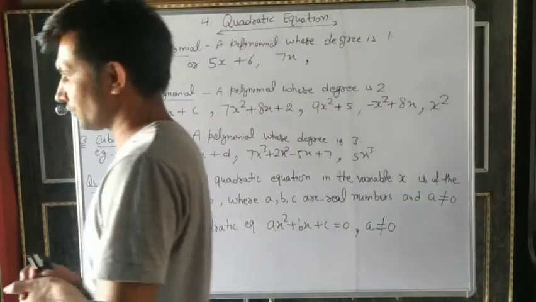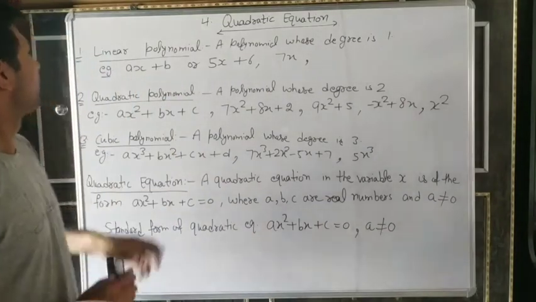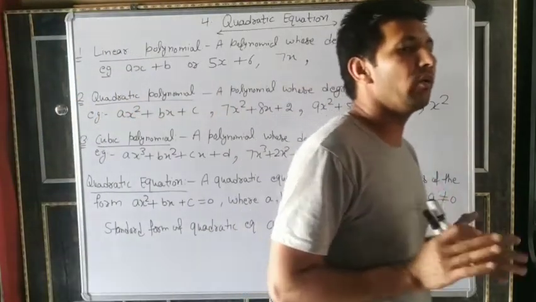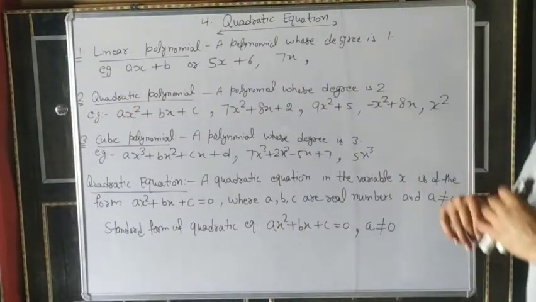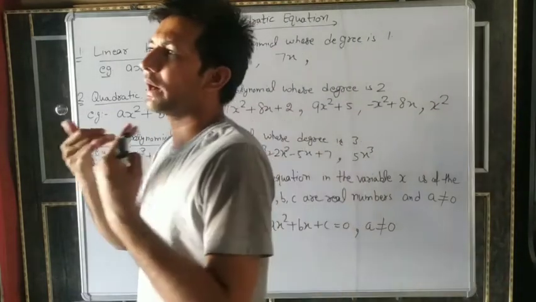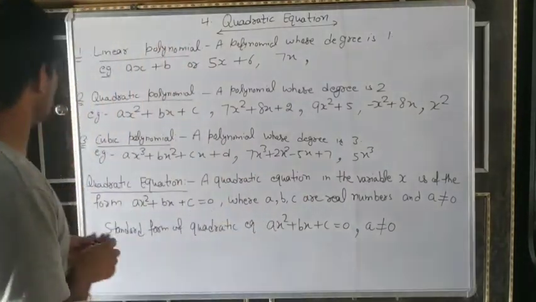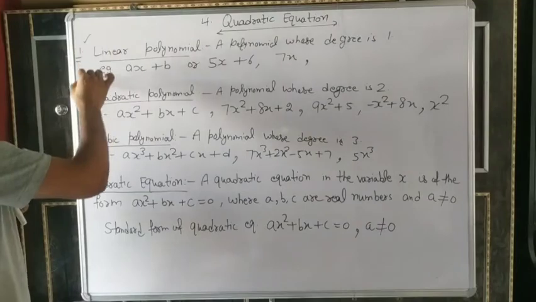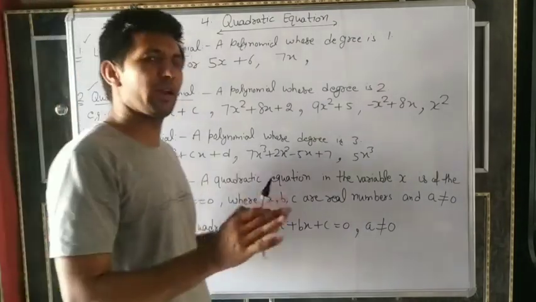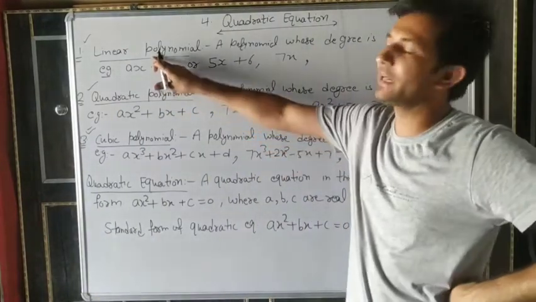Again I am revising this. What is a quadratic equation? Look, first, does everyone know linear polynomial? In the second chapter we have already discussed different types of polynomial: linear polynomial, quadratic polynomial, and third one is cubic polynomial. So no need to note down linear, quadratic and cubic polynomial, because we have already noted them down in chapter number 2. Again I am revising what is linear polynomial.